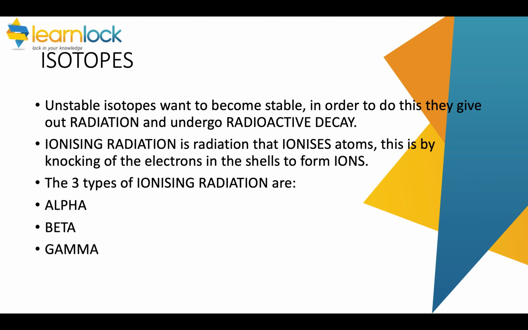Now, isotopes are often unstable and they want to become stable. In order to do this, they give out radiation and decay and break down. Ionizing radiation is radiation that ionizes atoms, and what that means is it knocks off the electrons in the shells to turn the atoms into ions. There are 3 types of ionizing radiation that you'll need to know about: alpha, beta and gamma. In the next tutorials, we'll talk about those types of radiation in more detail.